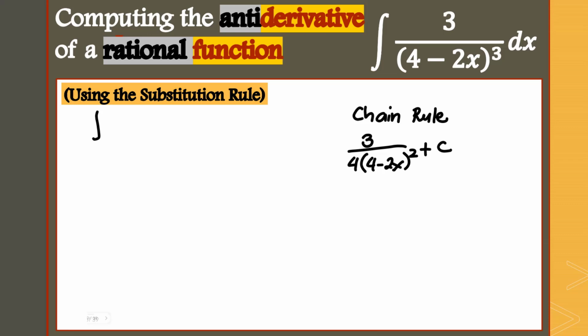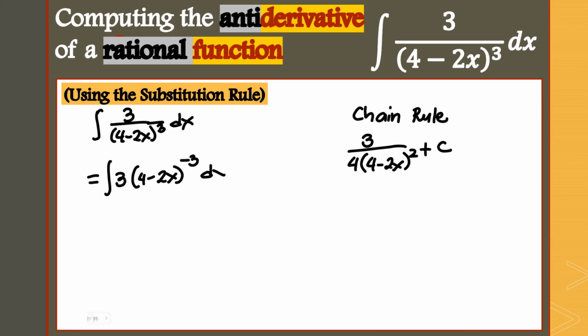So we have here the integral of 3 over (4 minus 2x) cubed dx. Writing this as an expression with a negative exponent, 3 times (4 minus 2x) raised to the power of negative 3 dx, and moving out the 3 because we would like to isolate only the functions with x. So you have 4 minus 2x to the negative 3 dx. Again, this is our target, and let's verify if we have the same answer using the substitution rule.